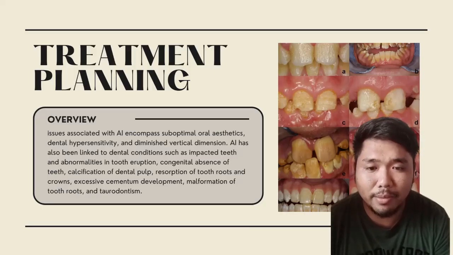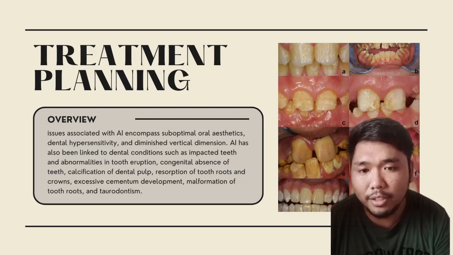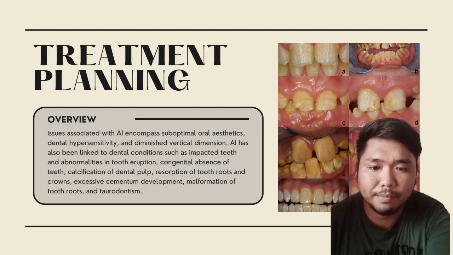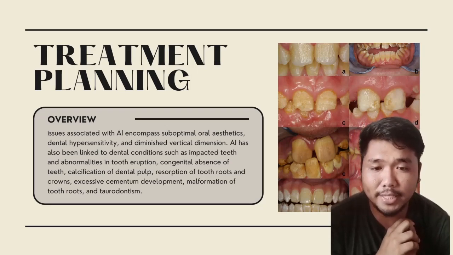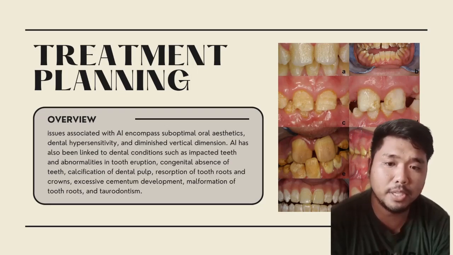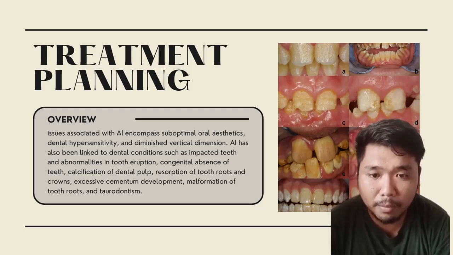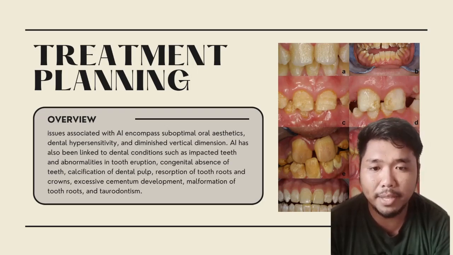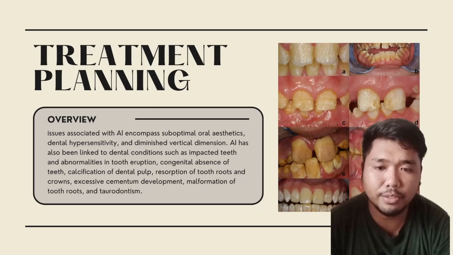Issues associated with amelogenesis imperfecta include suboptimal oral aesthetics, dental hypersensitivity, and a diminished vertical dimension. It has also been linked to numerous dental conditions such as impacted teeth and abnormalities in tooth eruption, congenital absence of teeth, calcification of dental pulp, disruption of tooth roots and crown, excessive cementum development, malformation of tooth roots, and taurodontism.